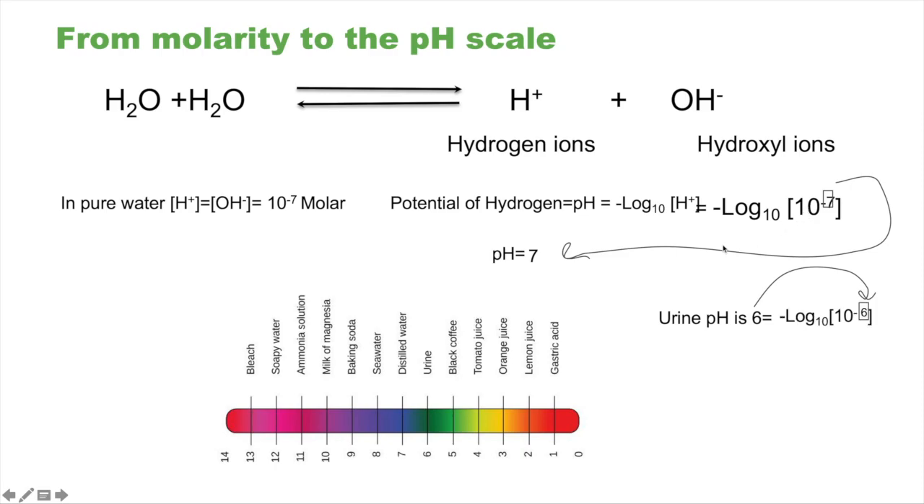So therefore, the concentration of hydrogen ions is going to be 10 to the power of minus 6. Now, this means that the concentration of hydrogen ions in urine is higher than the concentration of hydrogen ions in water. Why? Because 10 to the power of minus 6 is 10 times larger than 10 to the power of minus 7. So you may have noticed that as the concentration of hydrogen ions increases, the value of pH decreases.